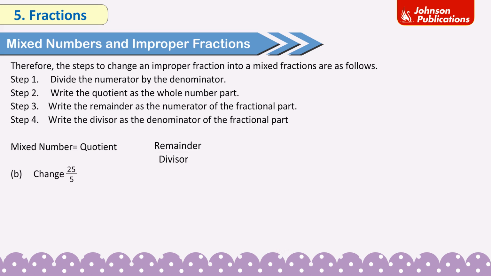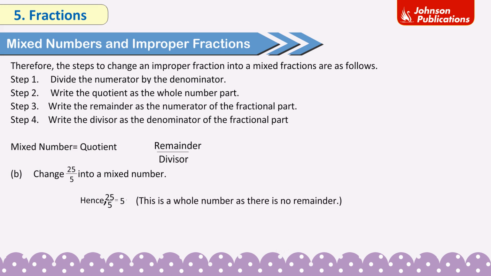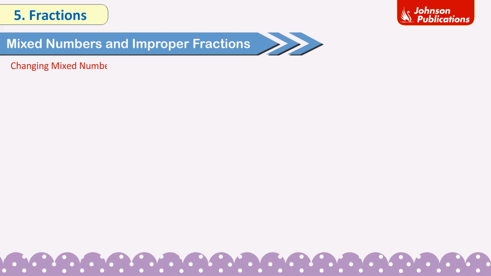B. Change 25 by 5 into a mixed fraction. Hence, 25 by 5 is equal to 5. This is a whole number as there is no remainder. Changing mixed numbers into improper fractions. We can change mixed numbers into improper fractions.